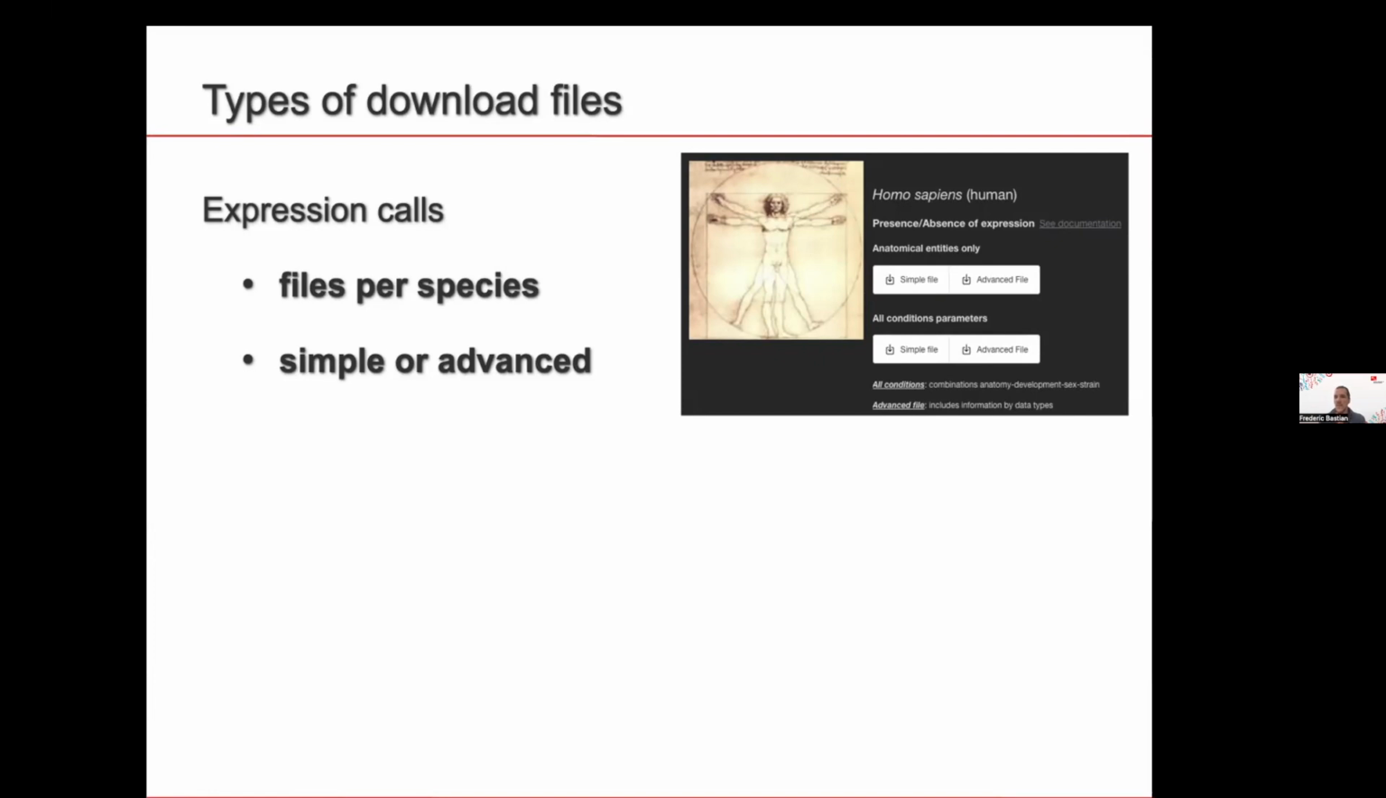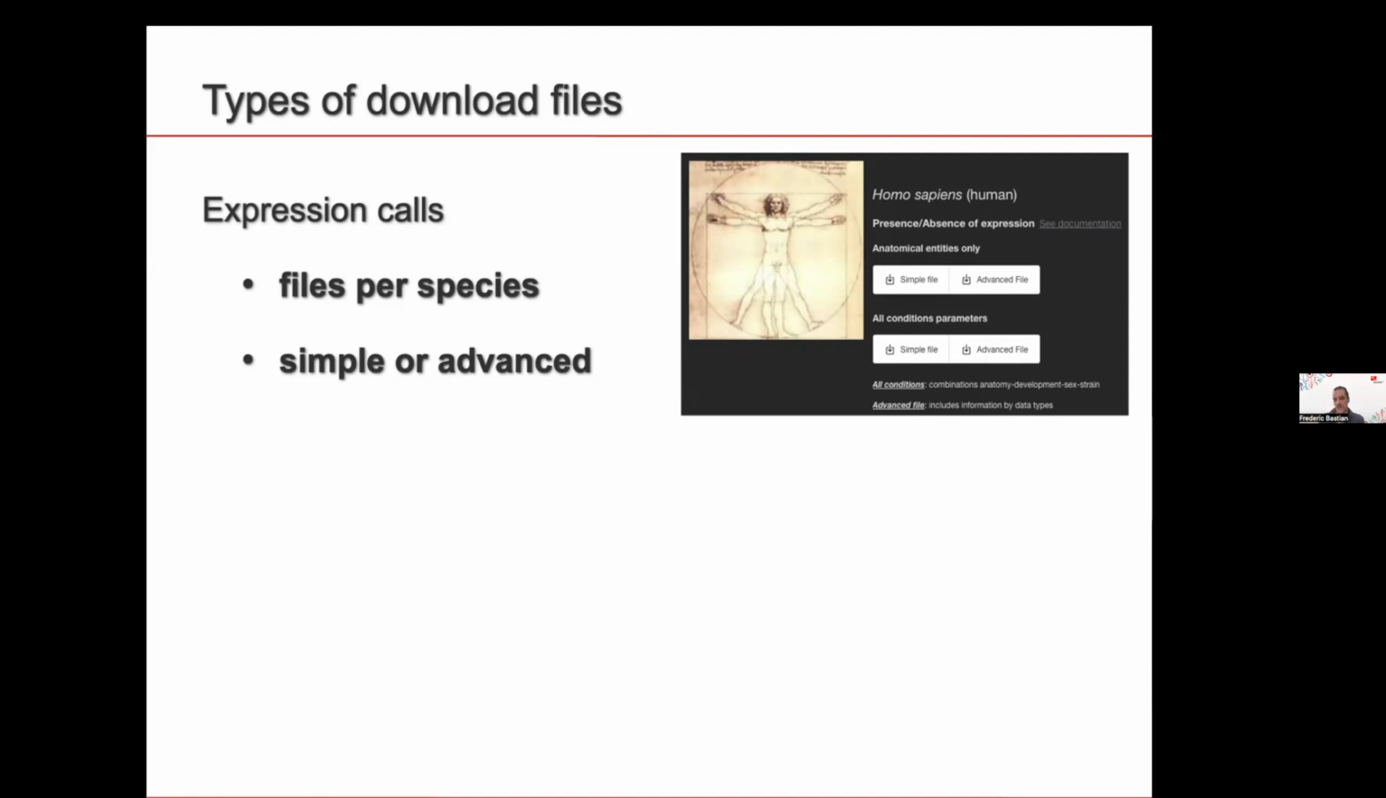Then we provide another type of file with all condition parameters, meaning developmental stage, sex, strain. So you have way more rows in that file. This is a much larger file, really taking into account all the information we annotate. And again, either a simple version, just the gene and the p-value, or an advanced file with really all the information we have.